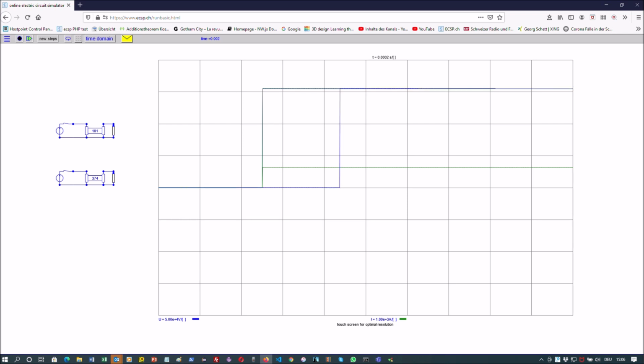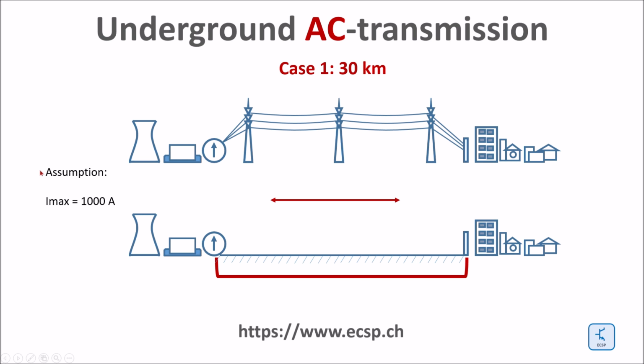The second thing you can also observe is that the current in the transmission line as step response current is much lower than in case of a cable. So this is transmission line, this is cable current. Let's assume that the maximum current in the 380 kV cable would be 1000 amps.